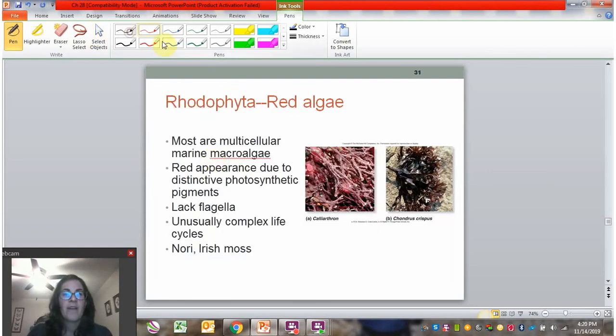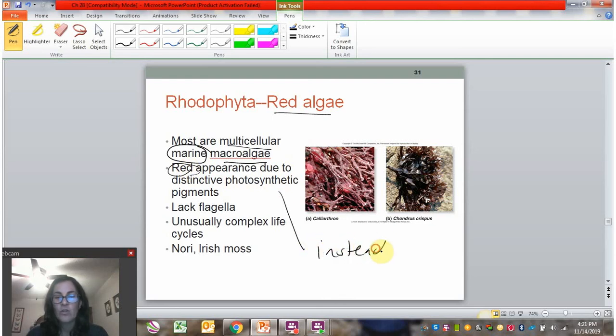And then the Rhodophyta, also called the red algae, they're multicellular, they're mostly in the ocean, and they're all large macroalgae. So these are not microscopic, unlike the green algae. They're called red algae because they look red. So instead of chlorophyll, they have a different photosynthetic pigment in their chloroplasts. They tend to have complex life cycles, so those alternation of generations that we see in some protists.